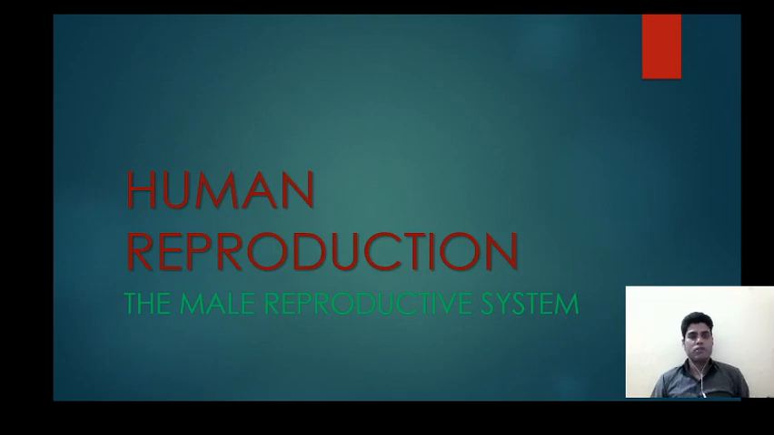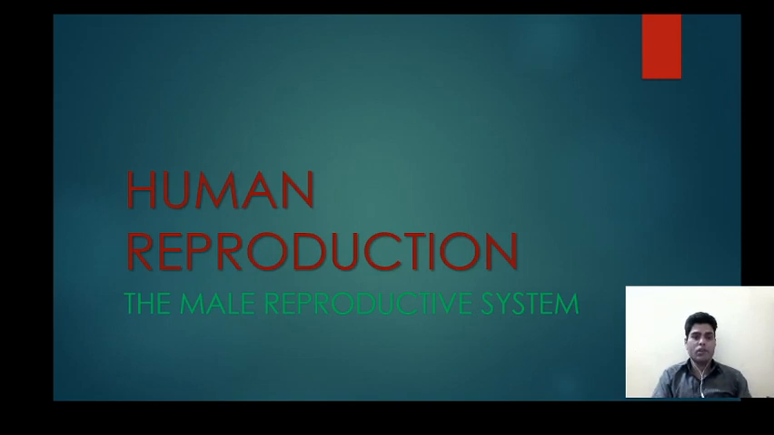Hello students, today we're going to start the third chapter, that is human reproduction. In human reproduction, we will study about the various aspects of human reproduction. As we know that humans reproduce sexually. So since they are reproducing sexually, two parents are involved, that is, one is the mother and the other is the father.